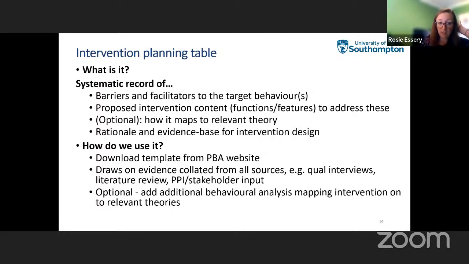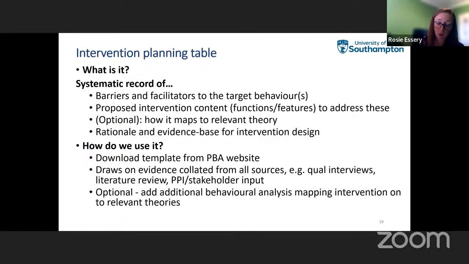Next, we start to identify and document possible intervention contents, functions and features that are likely to be able to address these things. This might be based on the knowledge and experience of our team members, it might be from published evidence, from PPI input. And then the last part of this that we often do is the behavioural analysis element. Here we map the identified behavioural determinants and the proposed intervention features onto relevant theory or theoretical frameworks.